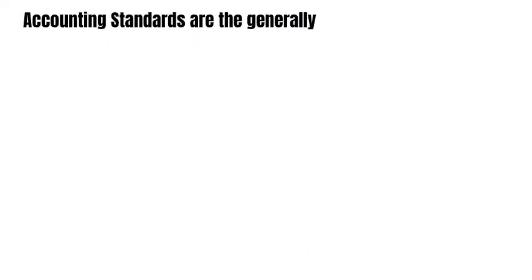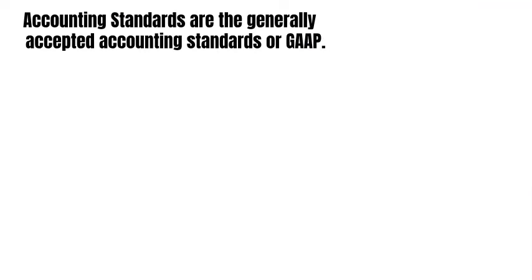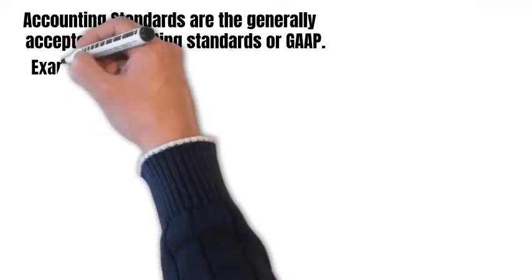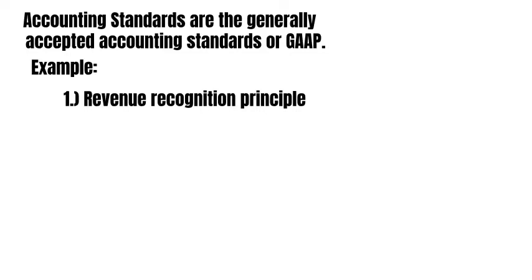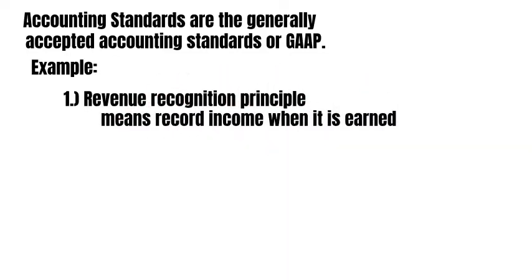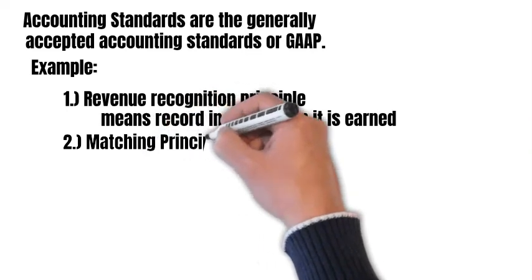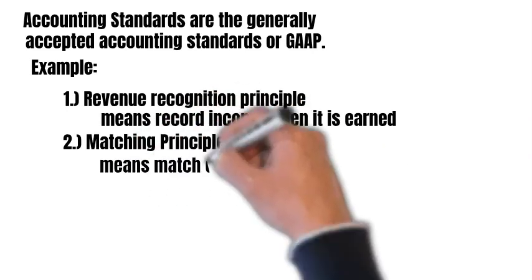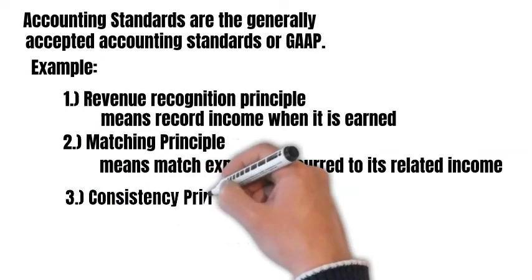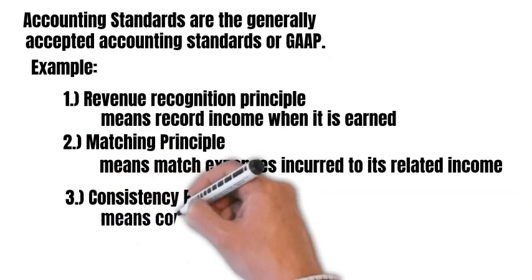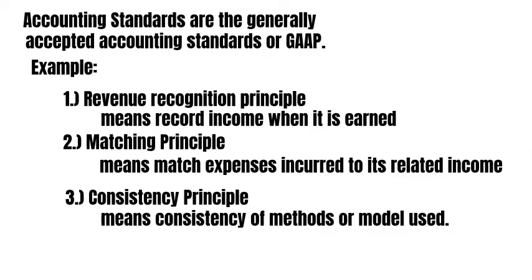Accounting standards are the generally accepted accounting principles or GAAP. Example: 1. Revenue recognition principle means record income when it is earned. 2. Matching principle means match expenses incurred to its related income. 3. Consistency principle means consistency of methods and model used.